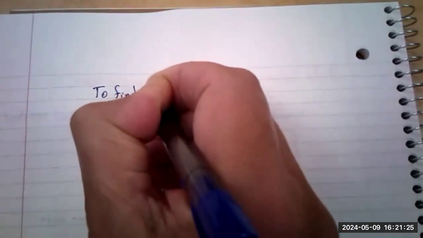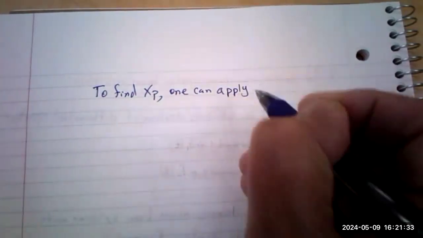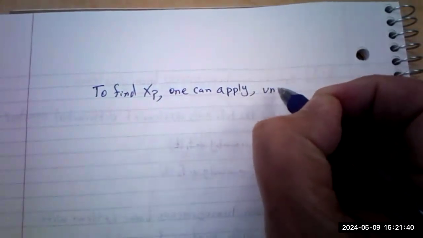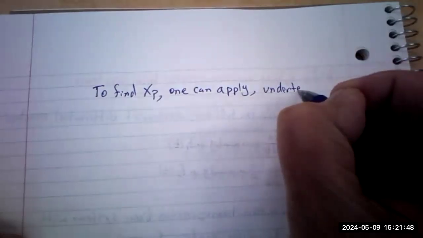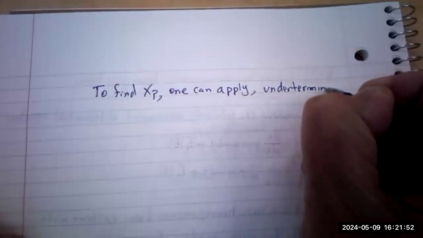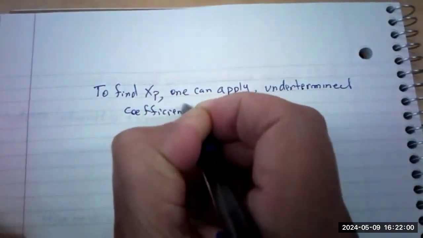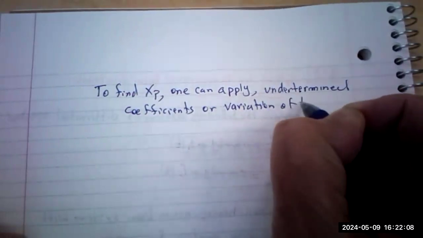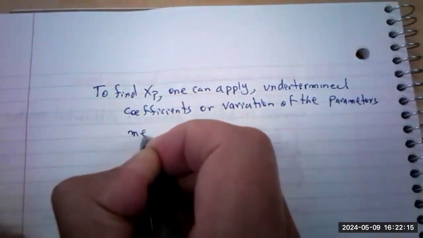To find the xp, one can apply those two methods that we talked about: the undetermined coefficients that we did before, or the variation of parameters method. There you are.